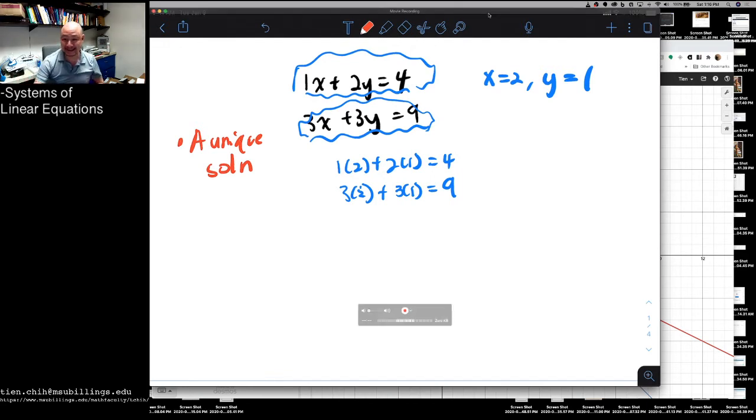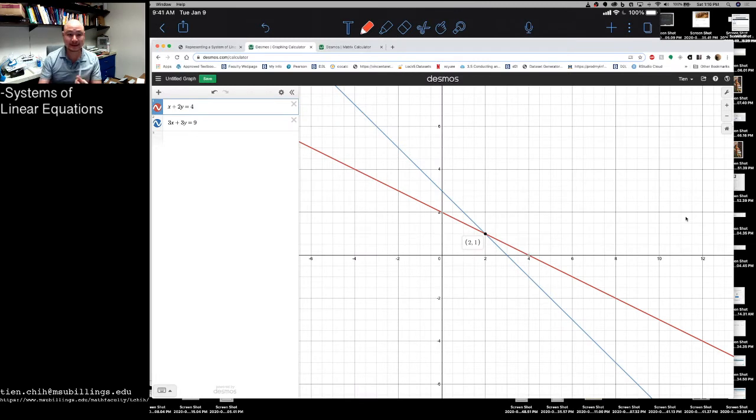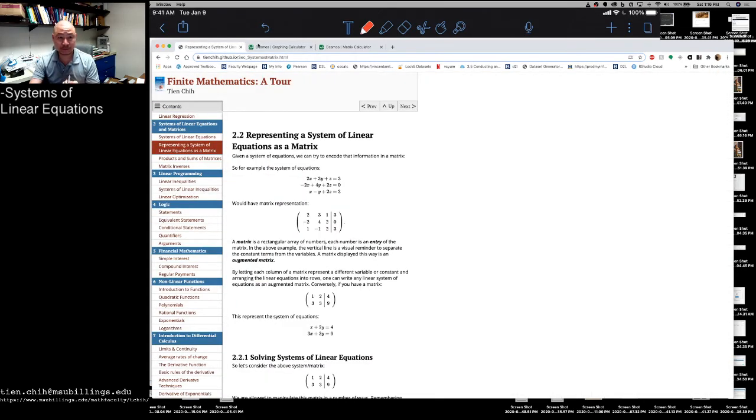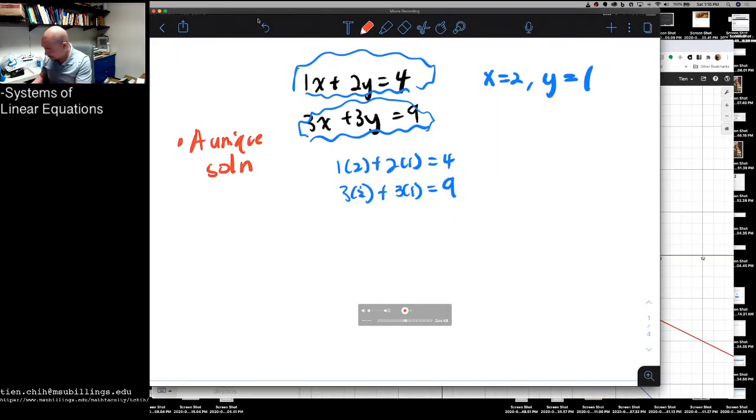If we take a look at what we've plotted here, there are no other points that lie on both the first line and the second line. So when we solve the system, there's only one point that satisfies both lines, and we found it.